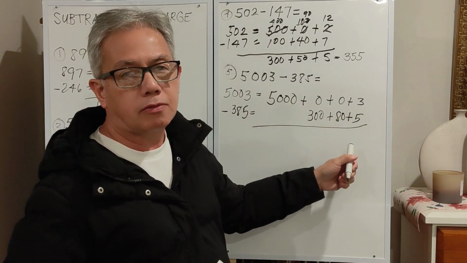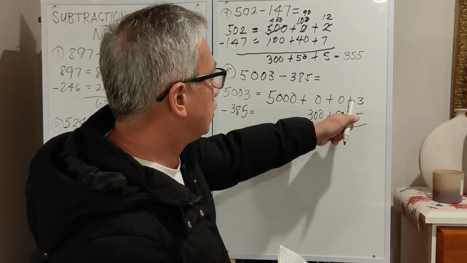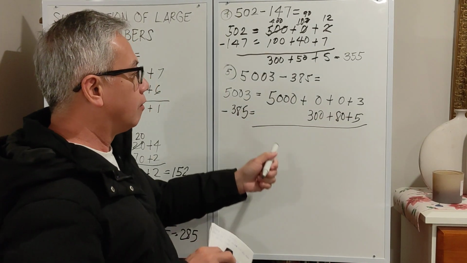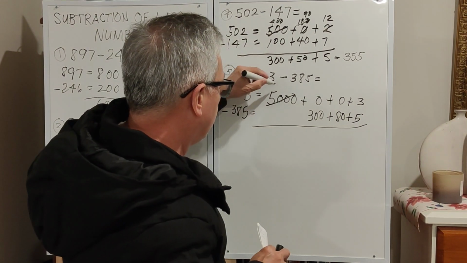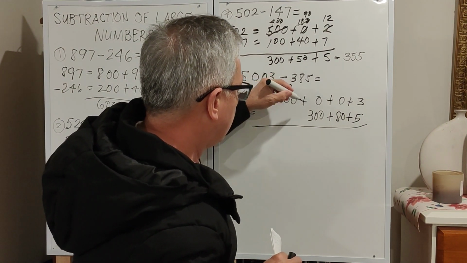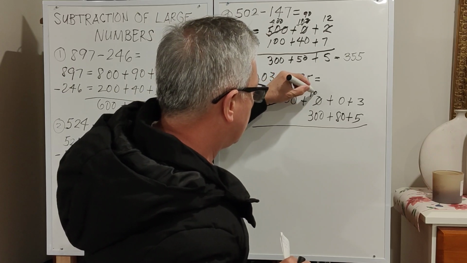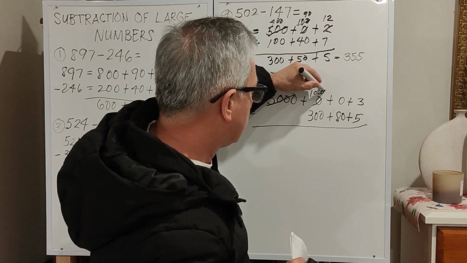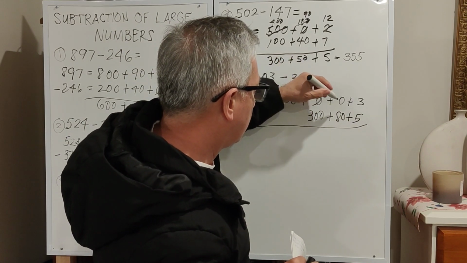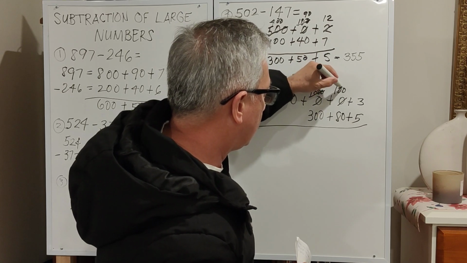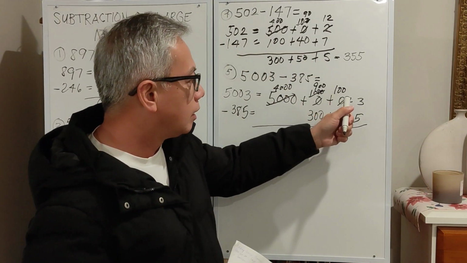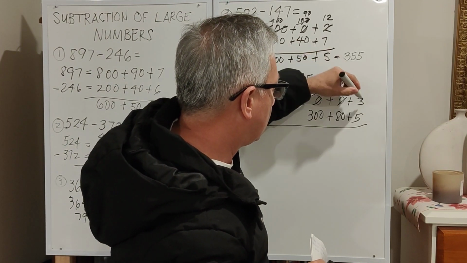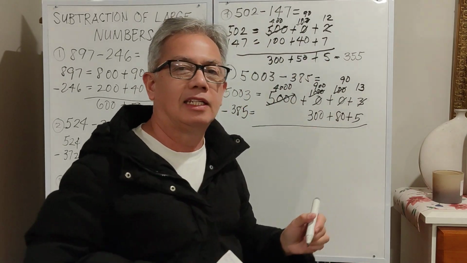So 3 minus 5 we cannot subtract. So this one has to borrow from here, but this one has to borrow from here, and this one has to borrow from here. So first 5,000 now becomes 4,000, and this 0 becomes 1,000. Now this one can borrow from here. 1,000 becomes 900, and then 0 becomes 100. Now 3 can borrow from 100, so 100 now becomes 90, and then 3 now becomes 13.